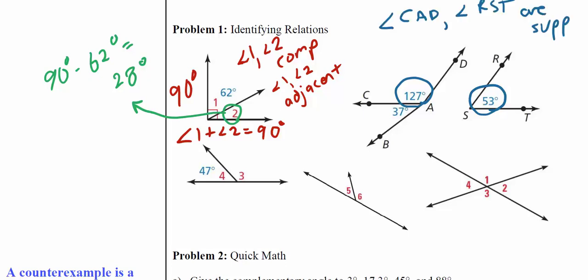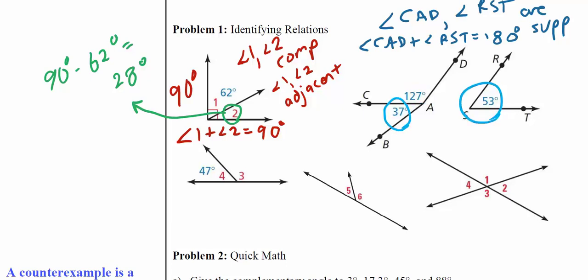We could say that angle CAD and angle SRT are supplementary, and therefore we could write the following equation because they're equal to 180 if you add them up. We also know that if we add 53 to 37, we get 90 degrees. Therefore, angle CAB and angle RST are complementary. That means they add up to 90 degrees.